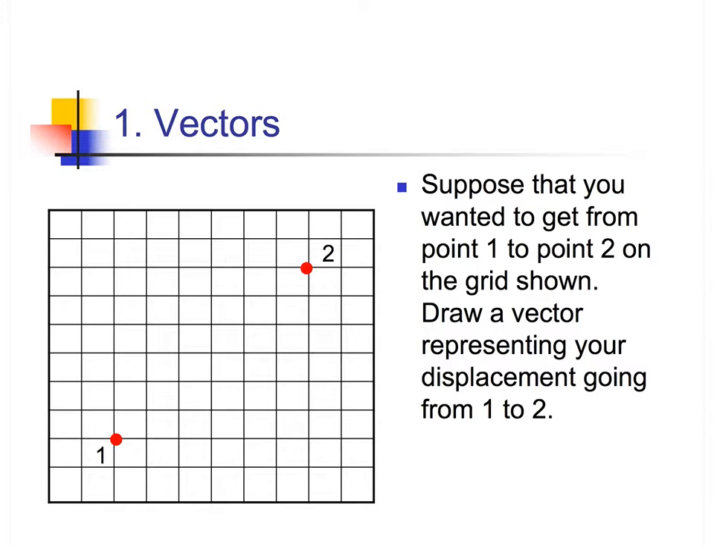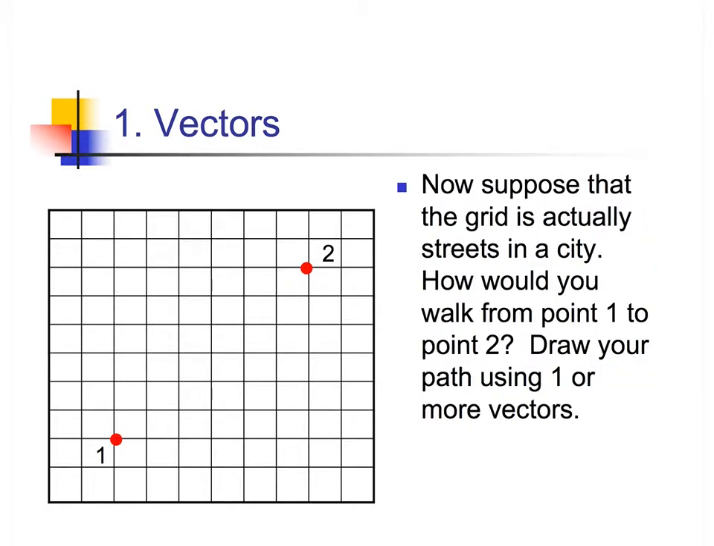So here we have a grid with 2 points marked out, point 1 and point 2. And we're going to pretend that this is kind of like an overhead map of some location, and a person is actually going to move from point 1 up to point 2. Let's think for a second about what our displacement would be if we took that trip from point 1 to point 2. We're going to draw a vector representing that displacement. It would go from point 1 directly to point 2 and point in that direction. That would be our displacement as we move from 1 to 2.